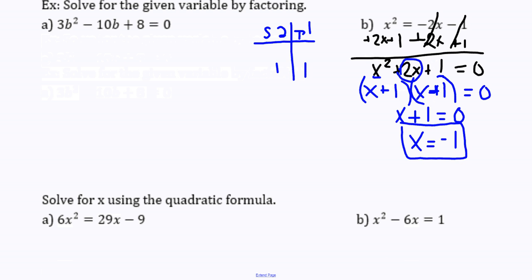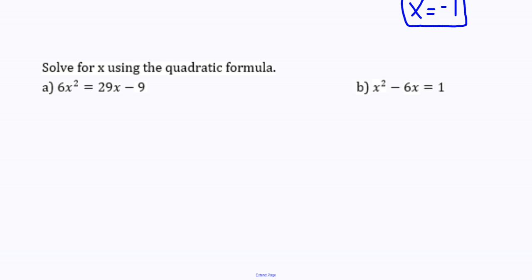Now, in the end here, solve by using the quadratic formula. Okay. So again, I do need to start by getting everything into standard form. So in this case, in the first problem, letter A, I'm going to move everything to the left side. So we've got 6x squared, subtract 29x on both sides, and then add 9 to both sides. Okay. So now we're in standard form.